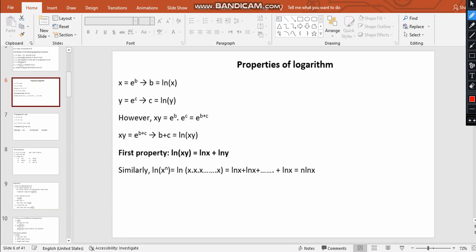Video number 2, properties of logarithm. Suppose you have x equal e power b, you want to find its inverse. We said b will be equal ln x. And if y equal e power c, so c is ln y.